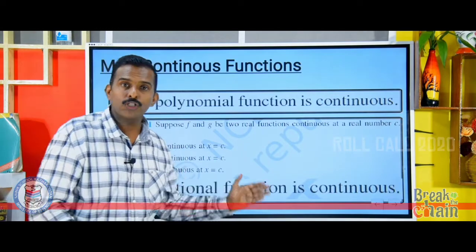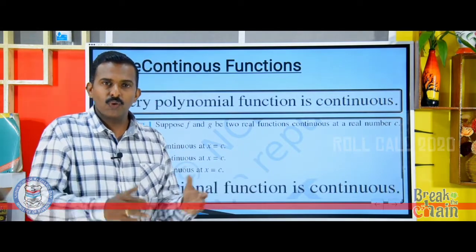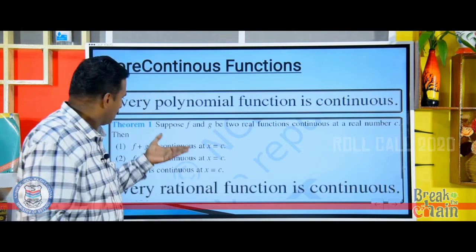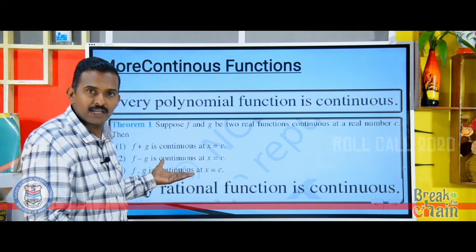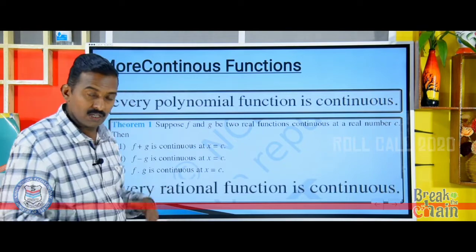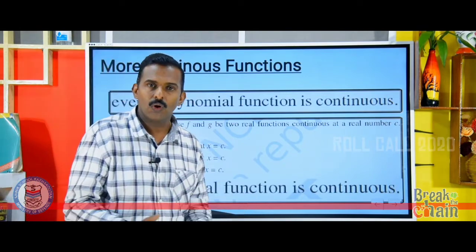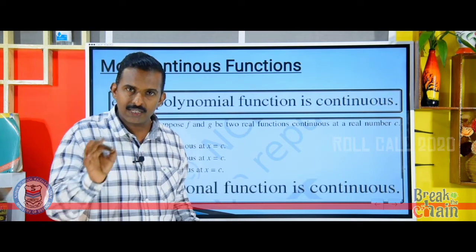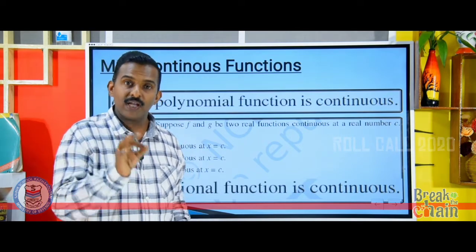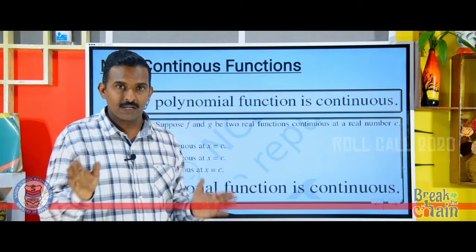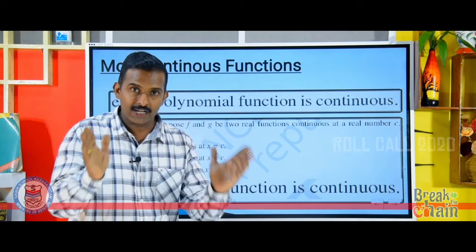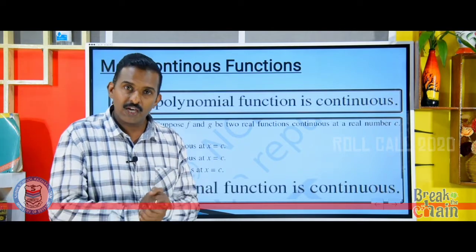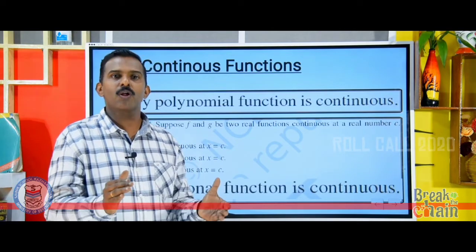Then we have algebra of functions. If you have two functions f and g, you know the algebra of functions: f plus g, f minus g, f into g, in fact f by g also. All these functions will also be continuous. If f and g are two functions which are continuous, continuous function meaning continuous in its entire domain, then f plus g, f minus g, f into g, f by g will also be continuous.